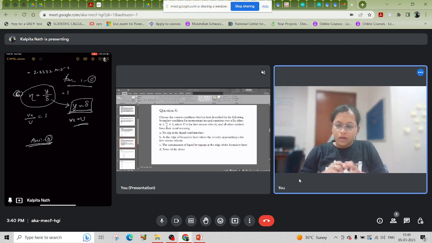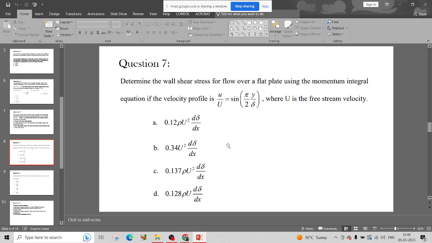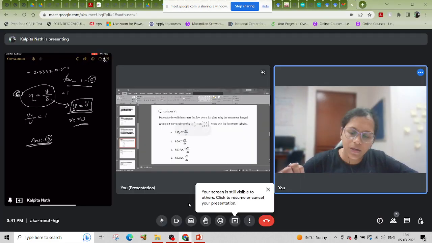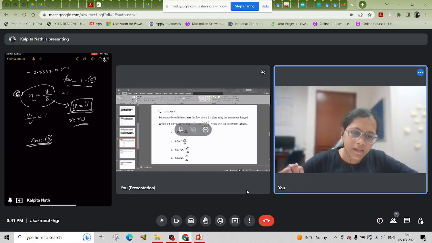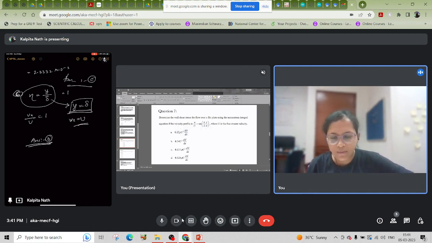Okay. Now question number 7. Determine the wall shear stress for the flow over a flat plate using the momentum integral equation if the velocity profile is u by U is equal to sine of pi by 2 times y by delta, where U is the free stream velocity. These are the expressions for the wall shear stress. Now undertake the solution and I'll give you 5 minutes for this. Then we'll go on with the solution. We have a lot of questions today, so make it fast so that we can proceed with the solution faster.